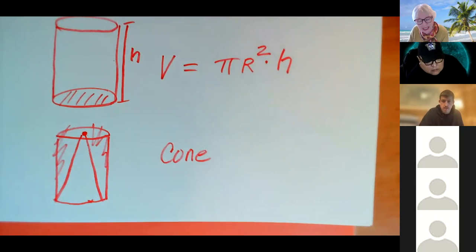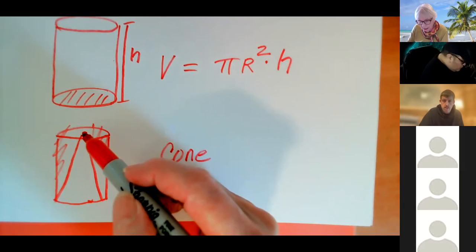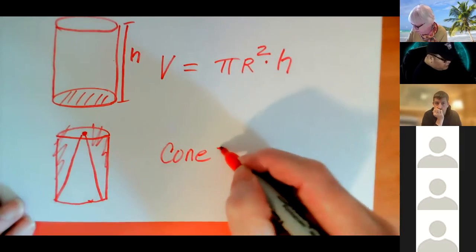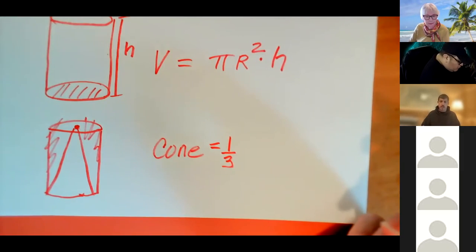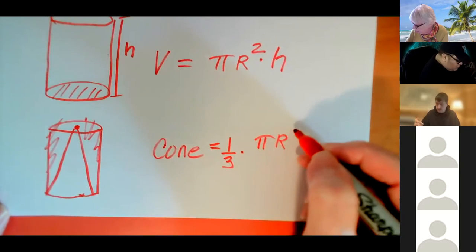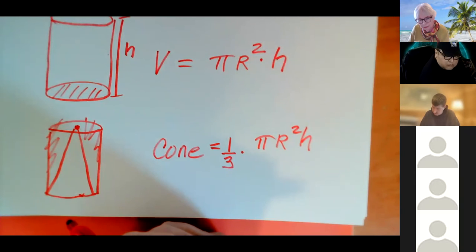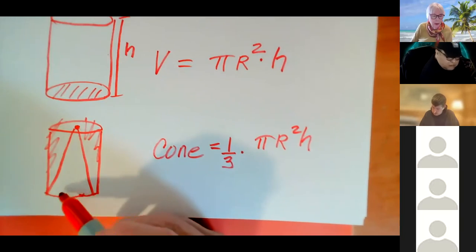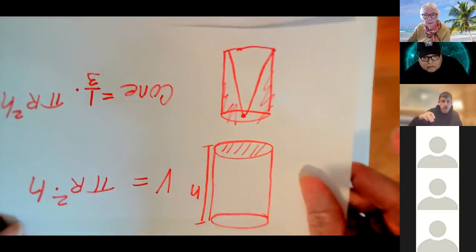That would be my first guess, but it's not a half because this is going down to nothing right here. So at the top, it really is like nothing or next to nothing. The bottom, it's a full cylinder. It actually ends up being a third, multiplied by pi r squared h. Okay, I would have guessed a half. Because a cone, they have a couple of questions where they're trying to fill a cone, like if you turn this upside down, like for ice cream, that's the cone.